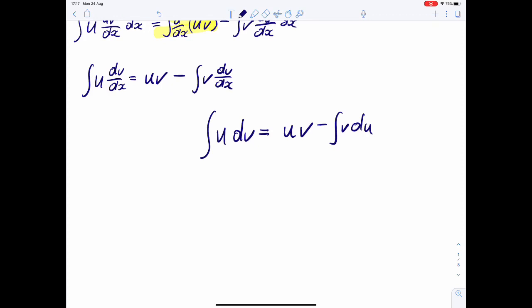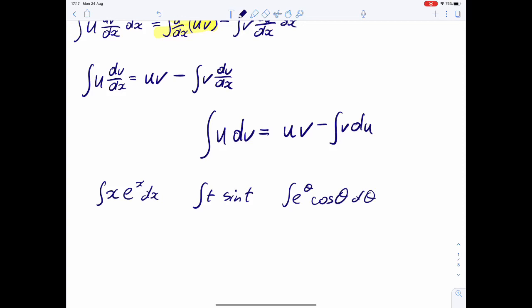And generally what we want to integrate by parts are functions of the form something like this: x e to the power of x dx, or something like the integral of t sine t dt, or even integrals of a form where we have e to the power of theta cos theta d theta. And also the integral of x ln x. So wherever there is a product of two functions, we can use integration by parts.